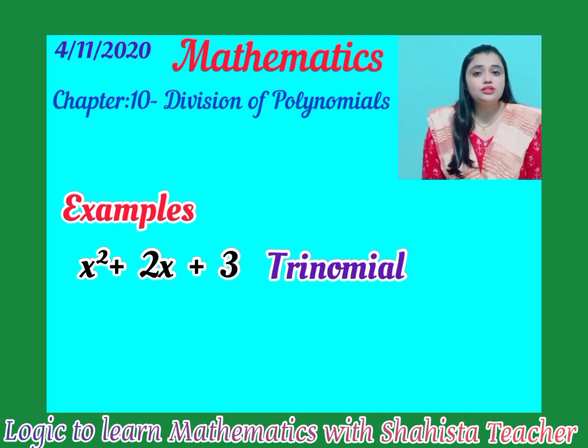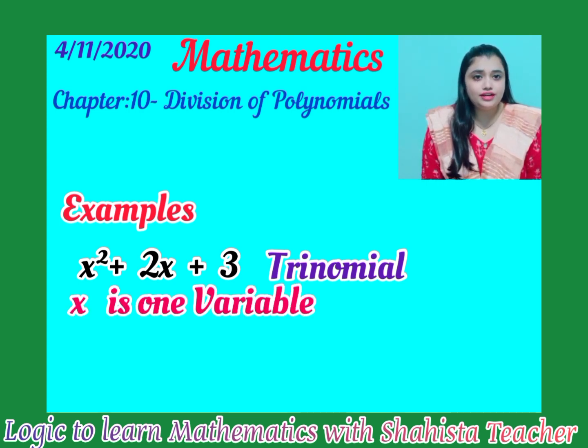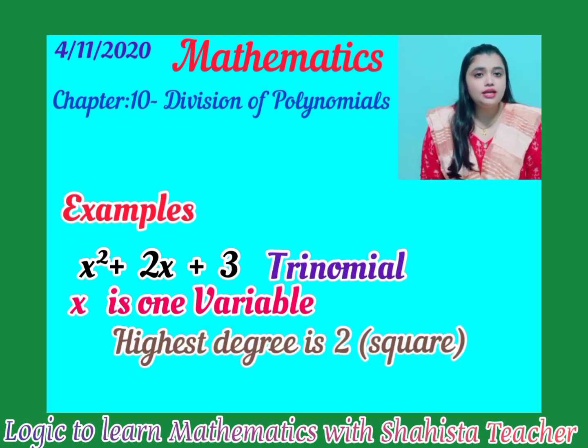Now, as you can see, here one variable is there. So x is the only single variable in x square plus 2x plus 3, that means one variable, and here the highest degree is square. So x square plus 2x plus 3 is a polynomial in one variable, and the highest degree is square.